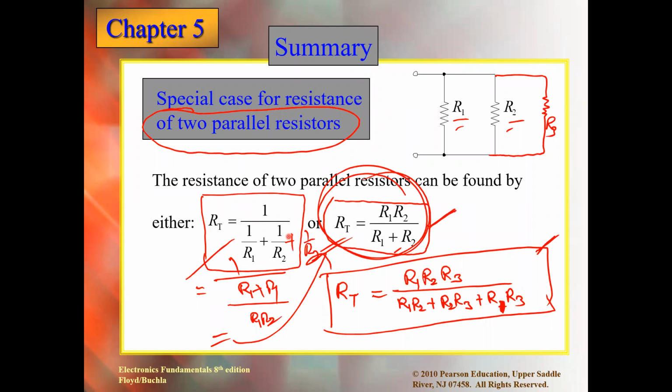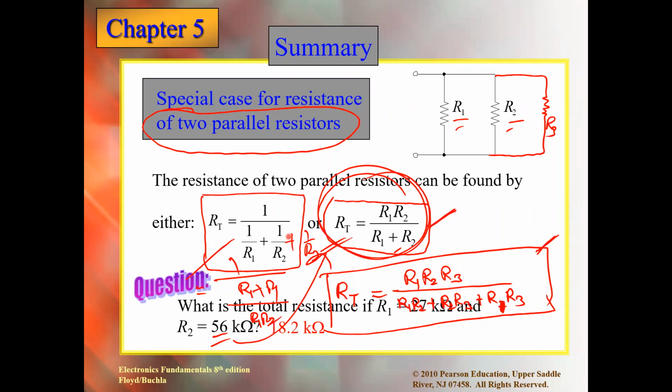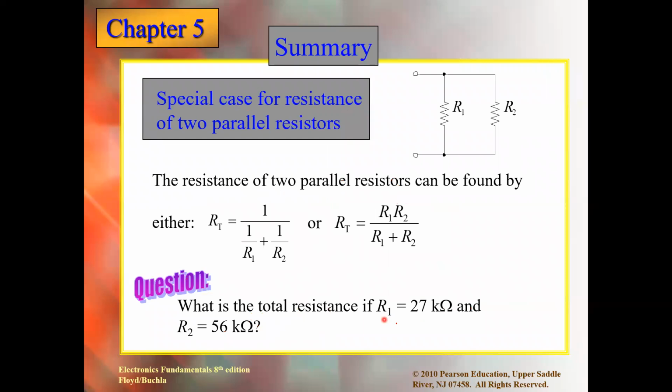Okay, guys. So this is a special case. Now, if the question comes, for example, calculate the total resistance, if R1 is this, R2 is this, you can just put the values in this formula and you can easily calculate. So the answer is, for example, 18.2 kilo ohm.